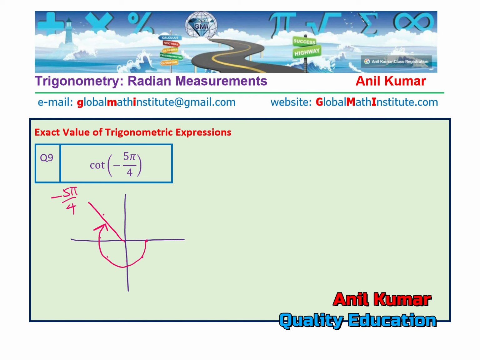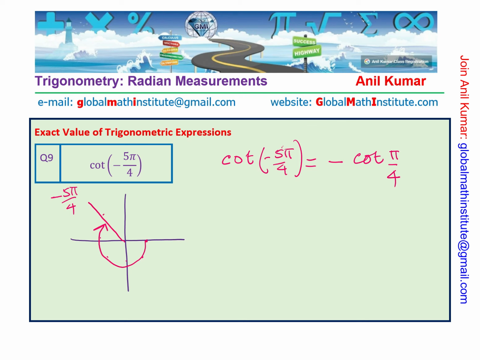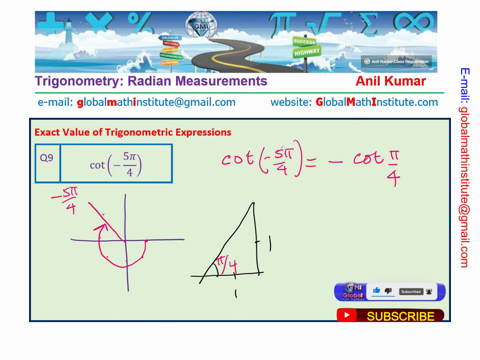Minus means clockwise. So we can write cot of minus 5 pi by 4 is basically equal to. Now you are in quadrant 2, so the value is negative. And the related acute angle is pi by 4, so cot pi by 4. Special triangle, smaller legs are unit length each, right? In that case, we know what the cotangent value will be: 1 with a negative sign since we are in quadrant 2, applying the CAST rule.